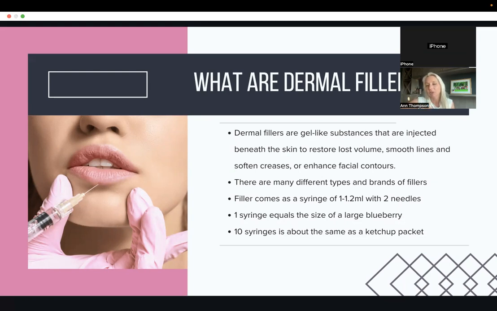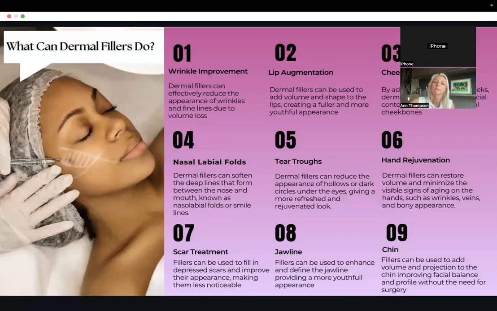One syringe of filler is about the size of a blueberry, and 10 syringes about the size of a ketchup packet. So when someone thinks about how much filler you're putting into somebody's face, you obviously don't want to blow 2, 3, 4 syringes in someone's lips by any stretch of the imagination at one time. It is really not that much product.